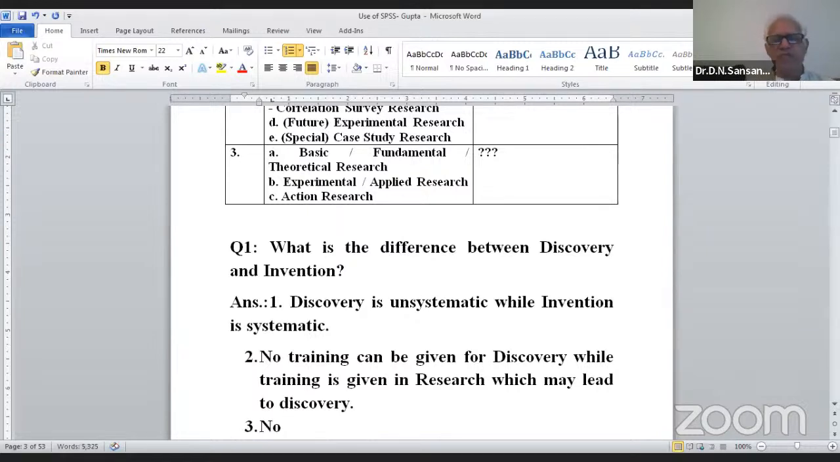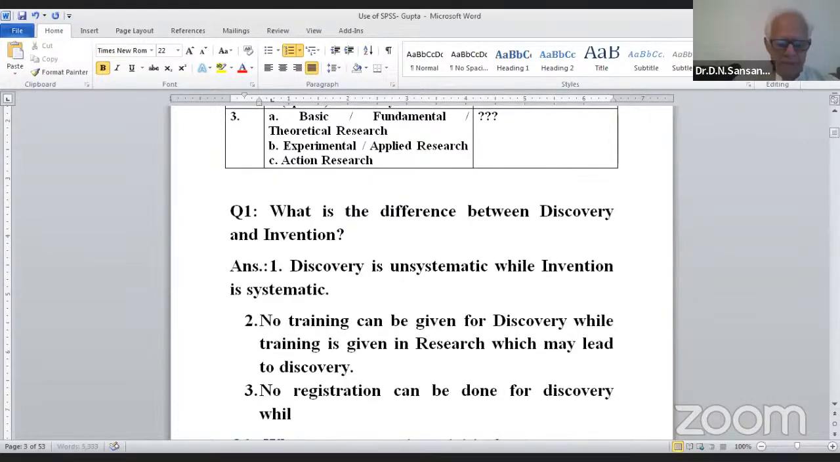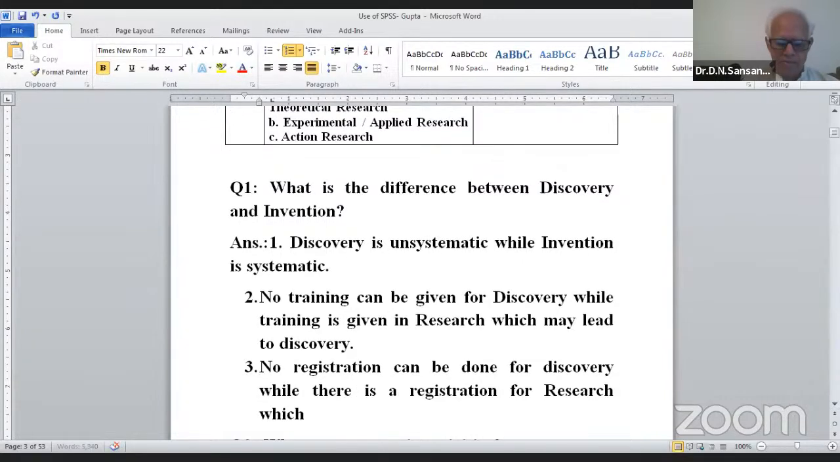No registration can be done for discovery, while there is a registration for research, which may lead to discovery, which may lead to invention.